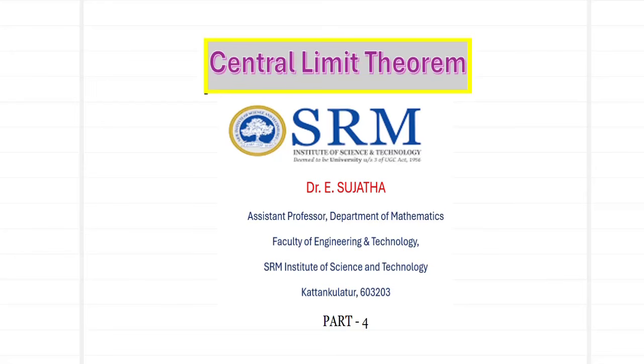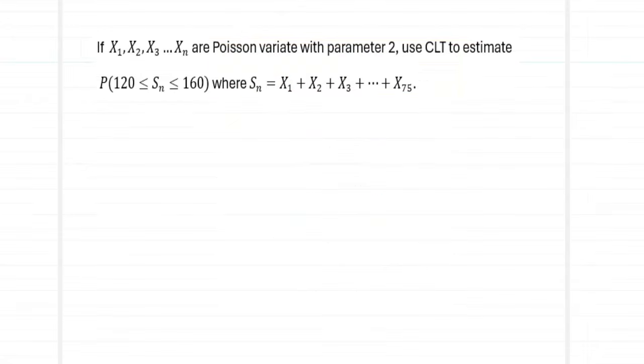We have been using central limit theorem to estimate the value or the probability of X bar and Sn. X bar represents the average of the random variables and Sn represents the partial sum of the random variables. We'll quickly move on to the problem.